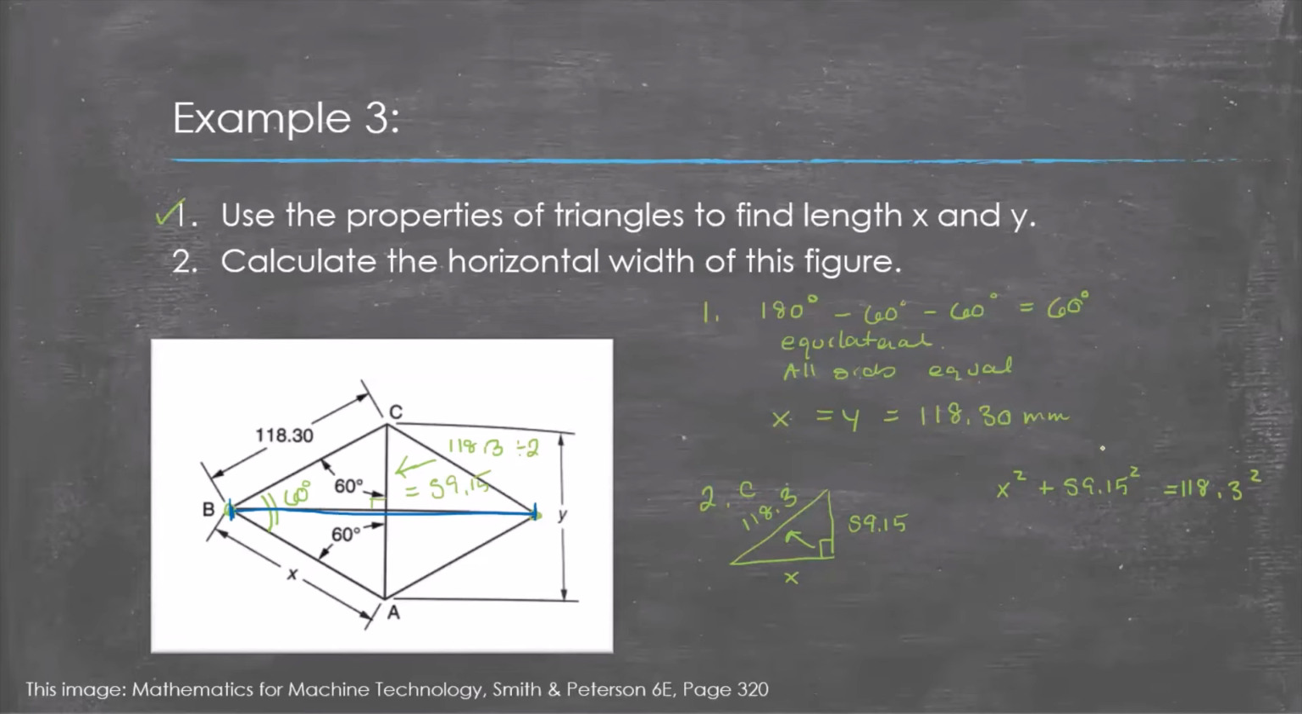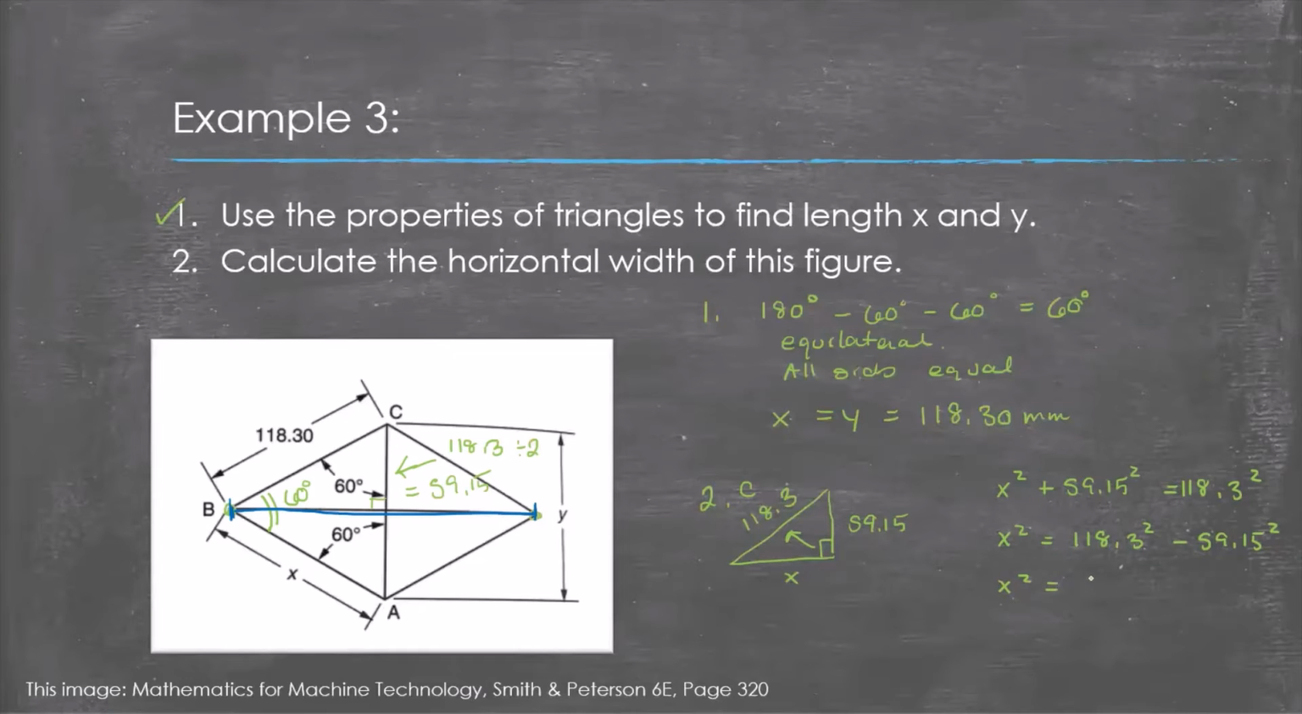You can leave off the extra zeros if it's easier for writing, that's absolutely fine. x squared is equal to 118.3 squared minus 59.15 squared. If you put that in your calculator, again, I'm trusting that you now know how to do that. If you need time to do it, pause, put it in your calculator, make sure you're getting the same answer.